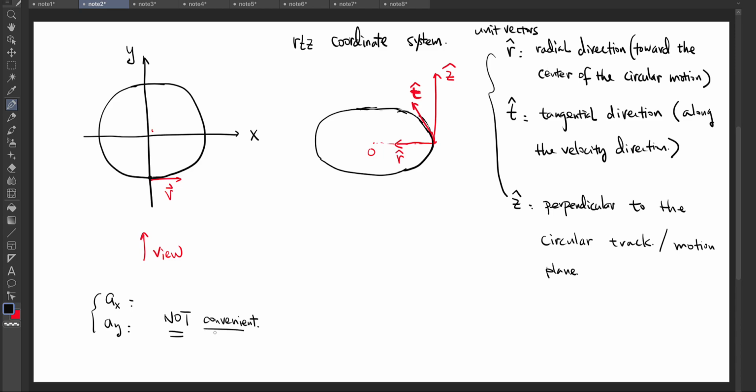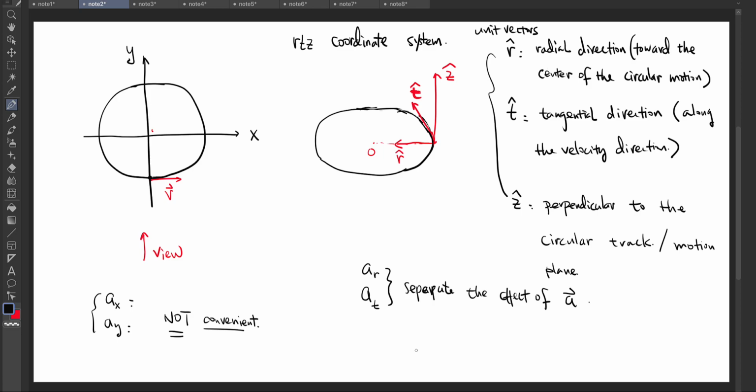And you will also miss the effect of radial A and tangential A. So you miss the point of separating these two accelerations, separating the effect of acceleration A.